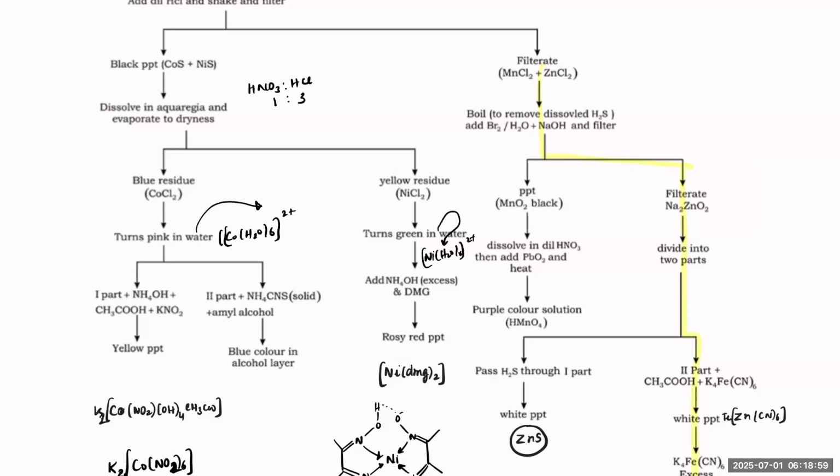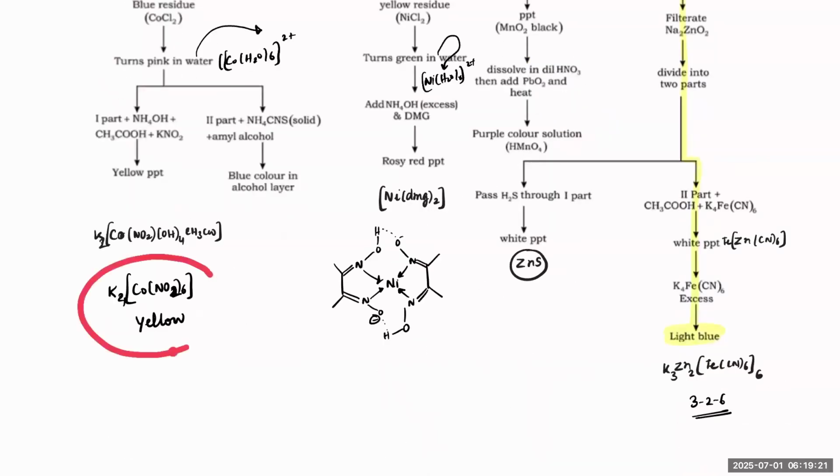Next, cobalt plus 2, which is in a pink color now. We take one part and we can add it with ammonium hydroxide, acetate, and KNO2. On doing that, if at all you are getting a yellow color PPT, this is the one, K4[Co(NO2)6]. Basically, it will start with this one, but eventually it will end up forming this precipitate. K4 cobalt nitrite 6. Okay, beta.